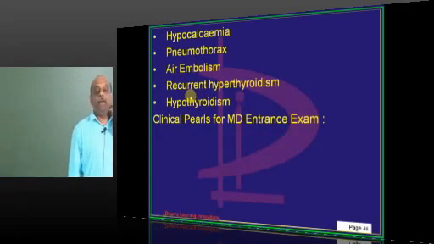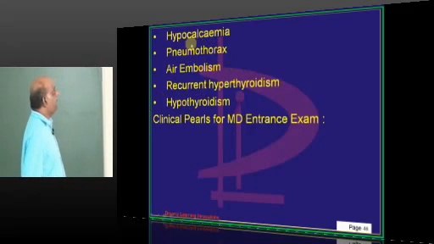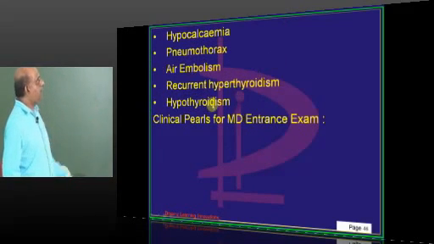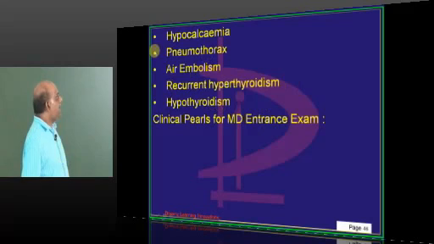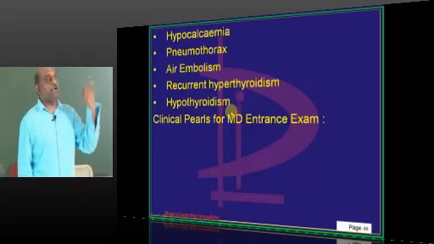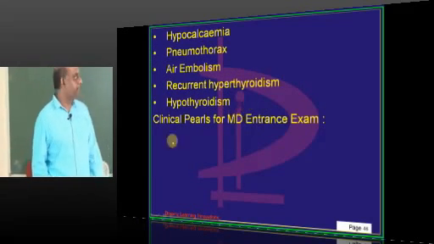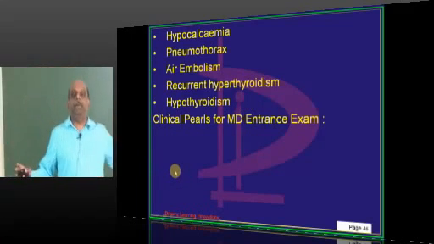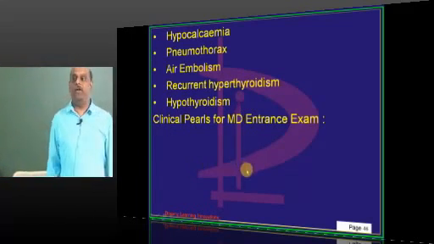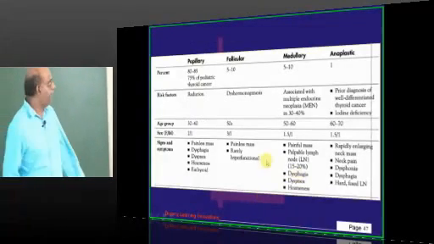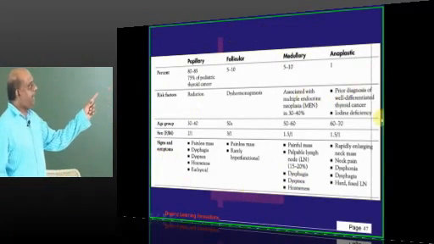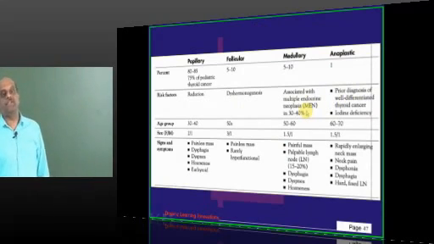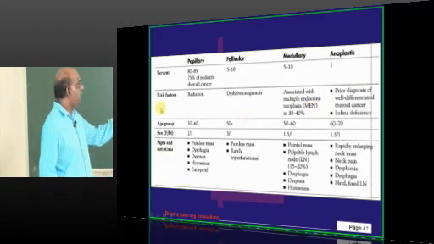Then, if the parathyroid is injured, hypocalcemia can occur, pneumothorax, air embolism, et cetera. And post-operative hypothyroidism is an issue. So ultimately, what are the clinical pearls that we are going to remember for the MD exam? This is a very important table, doctor, which is a summary of what all we said.